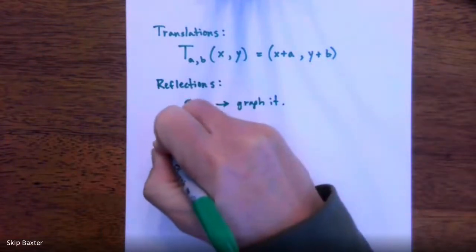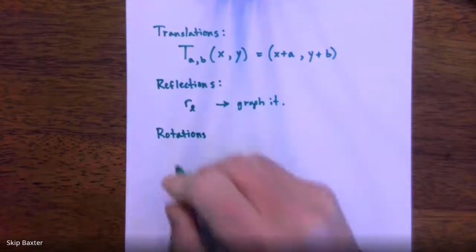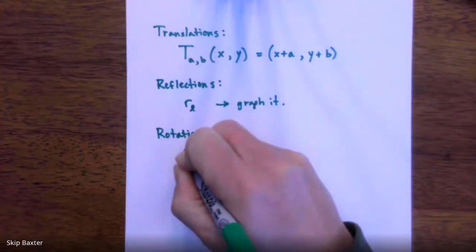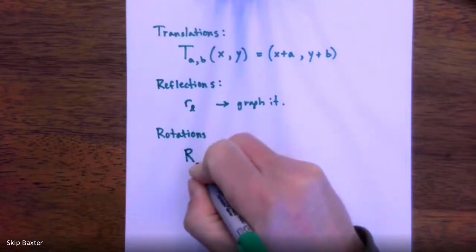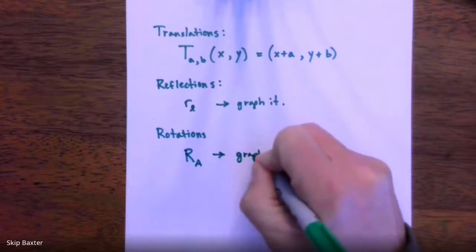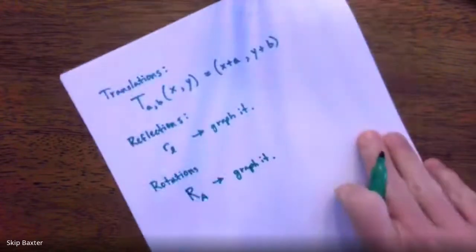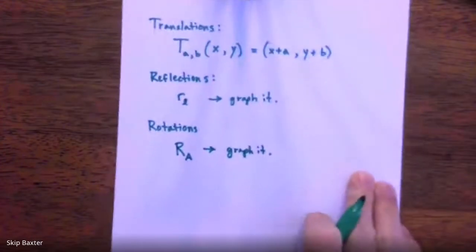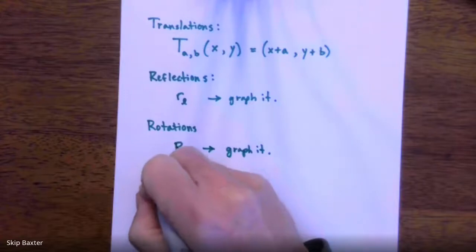Then we talked about rotations. So remember, for rotations, we had capital R and then a certain number of degrees, angle, let's just say A for angle. And again, you're just going to graph it. You're going to graph the pre-image point and then actually physically rotate your paper 90 degrees or negative 90 degrees or whatever, or 180. And then finally, we have dilations.